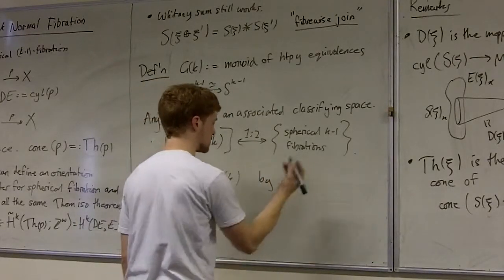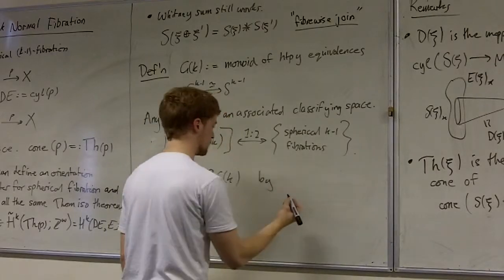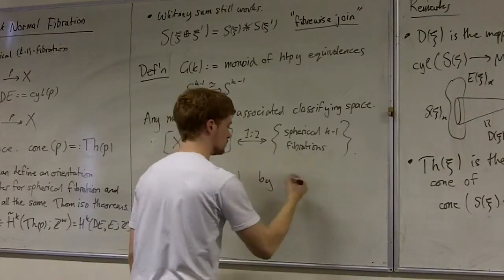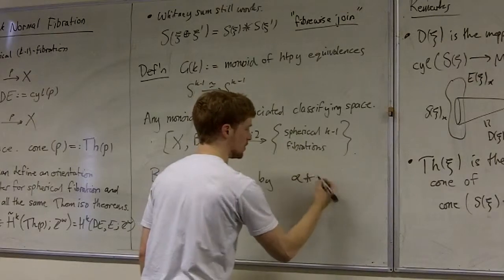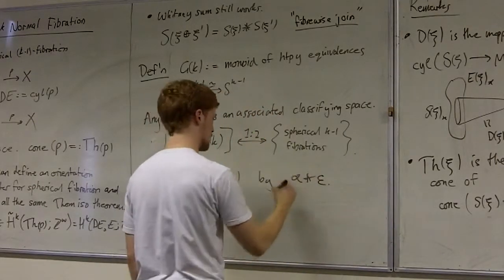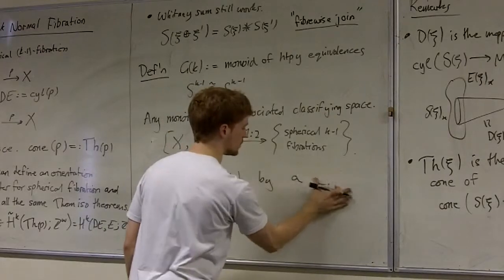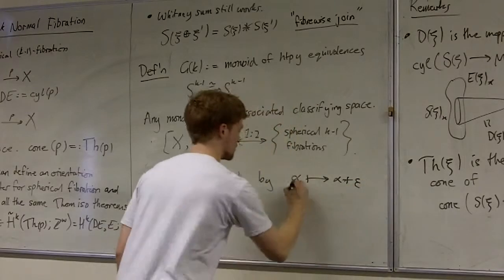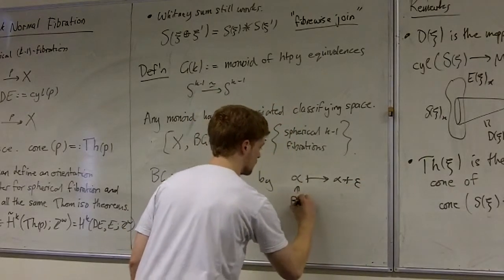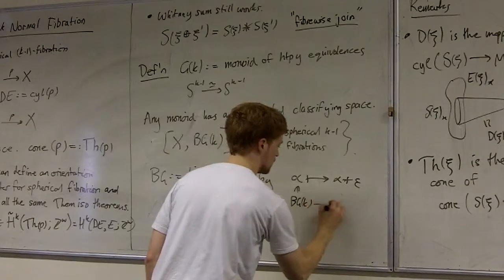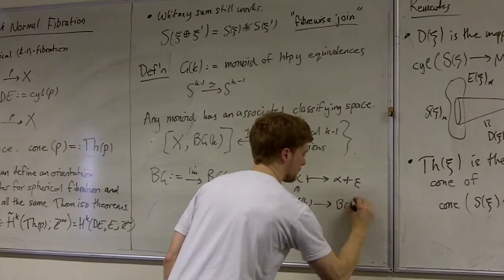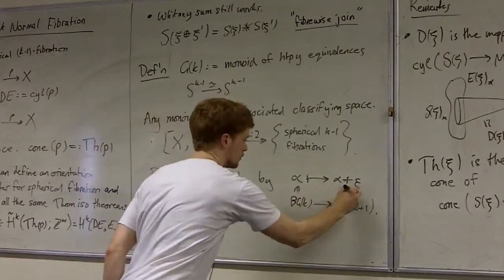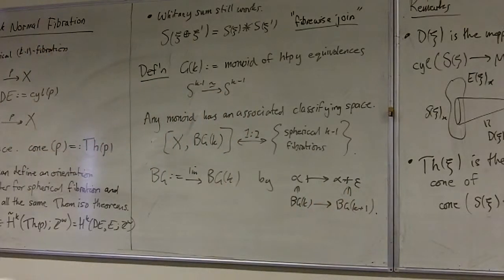So let's call that alpha fiber-wise join a trivial thing. So I don't know, what's the best way to write this? This goes to alpha fiber-wise join epsilon, so this is going to be in BGK, this is going to be in BGK plus 1. Okay, so we've got some kind of stable classifying space for spherical K-1 fibrations.